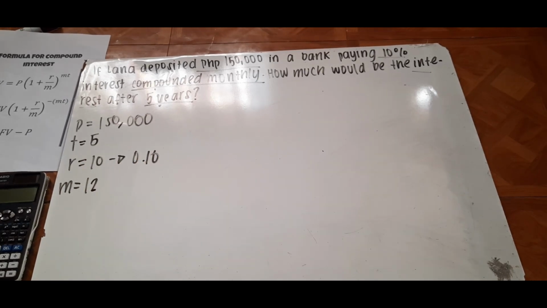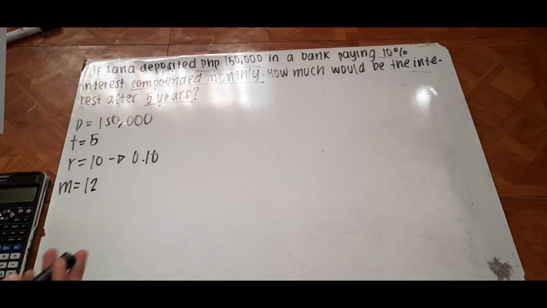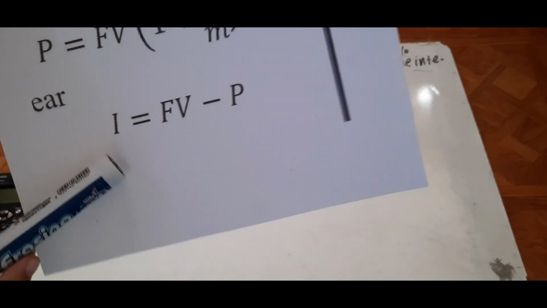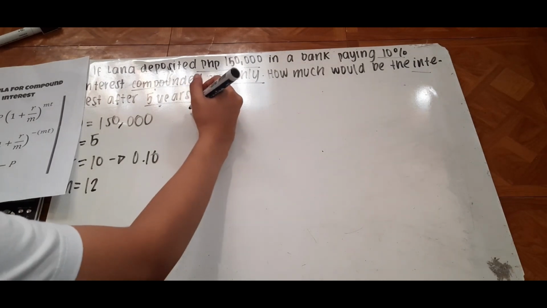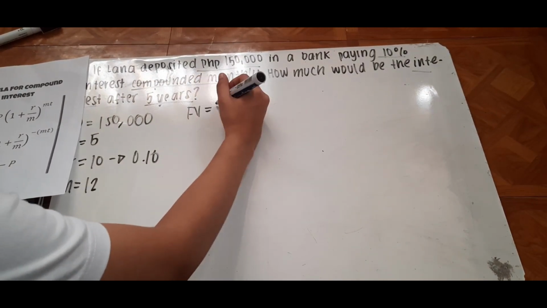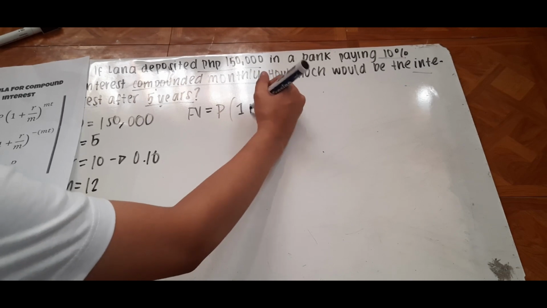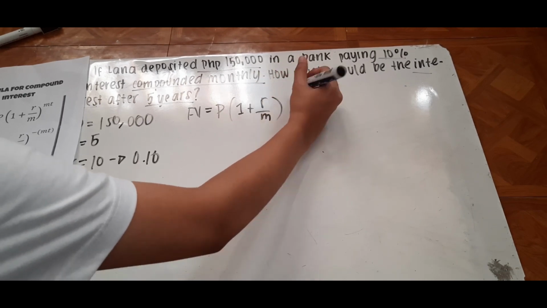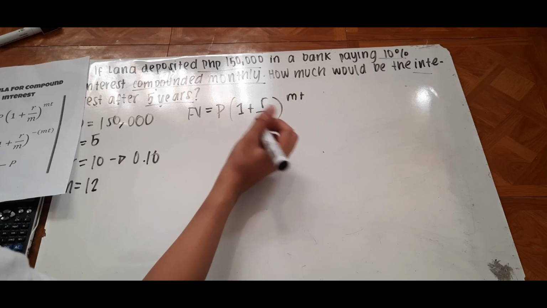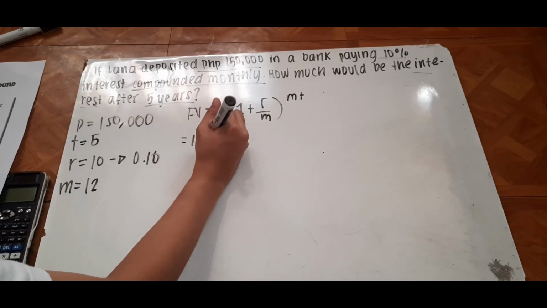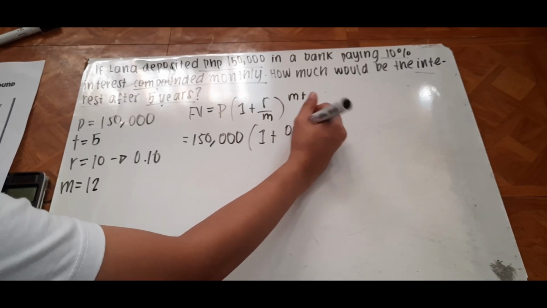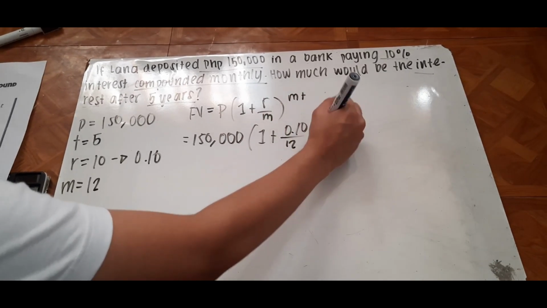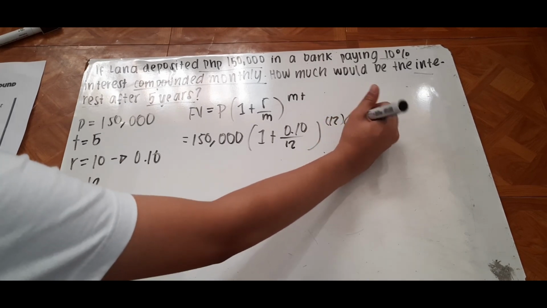Now again, we just had the same question. We're just looking for the same answer. It's interest. So in order to get the interest, we need to find first the future value. So let's write down the formula. So future value is equals to principal times 1 plus rate over M raised to M times time. And substitute all the given. It's going to be 150,000 times 1 plus 0.10 over 12 raised to 12 times 5.